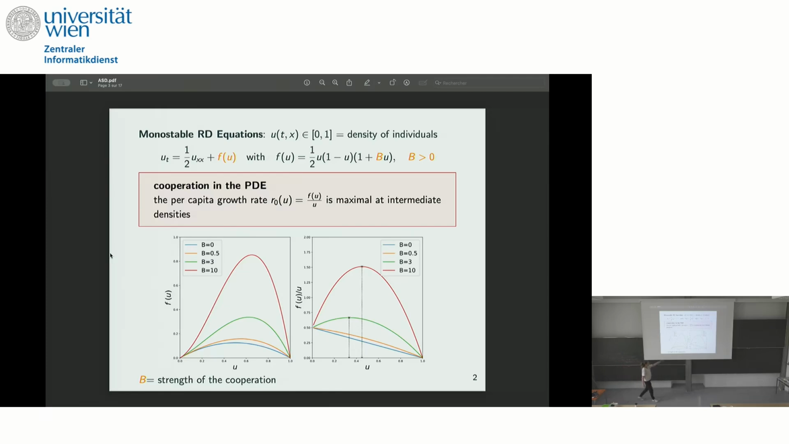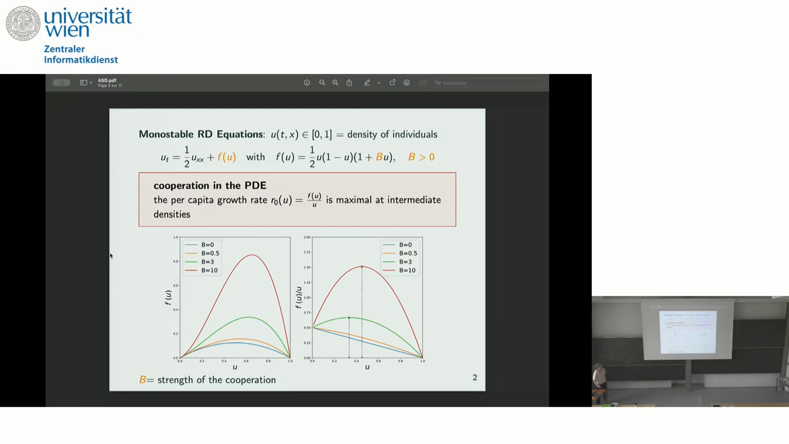And you see on this plot that as b increases, u0 is shifted to the right, to 1, and so b will be the strength of the cooperation. So this is the deterministic model.